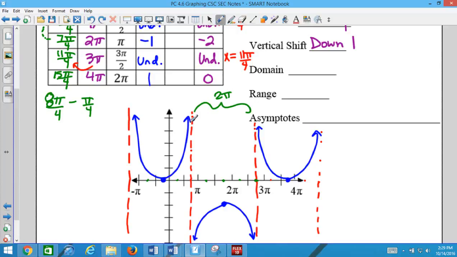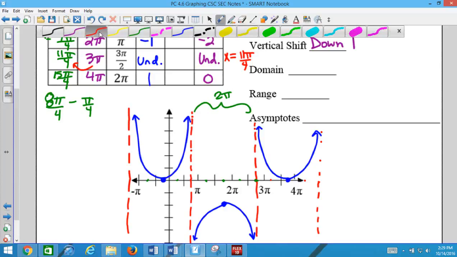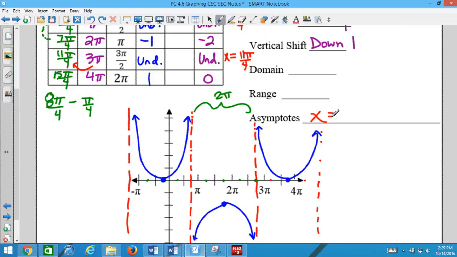So our asymptotes are going to be x equals, and I'm going to start with the first one in my chart, which is 3 pi over 4. And I'm going to add on 2 pi each time. So there's a number of them that I could add on. I'm going to say 2k pi, where k is an integer.